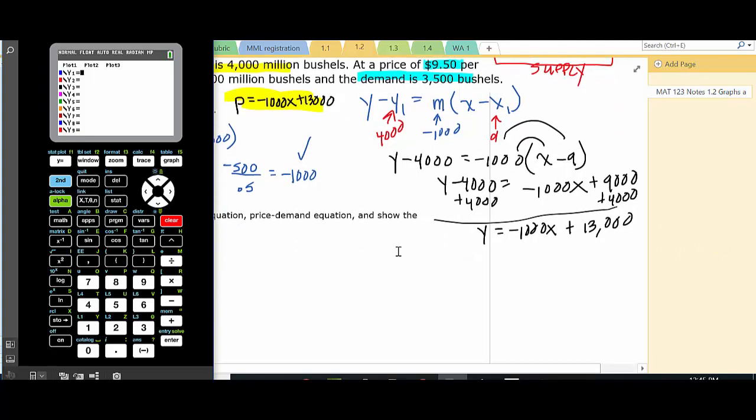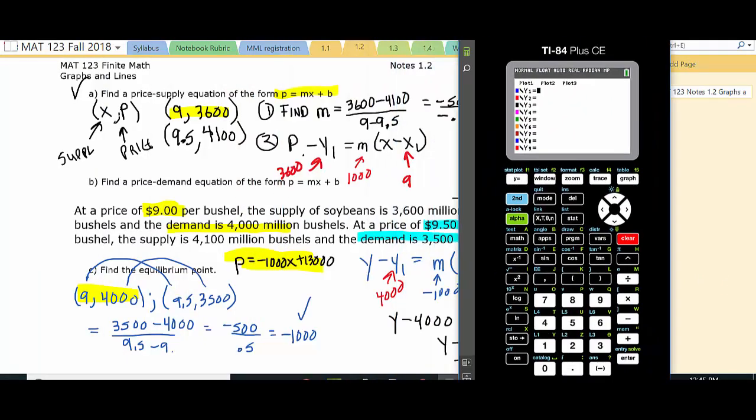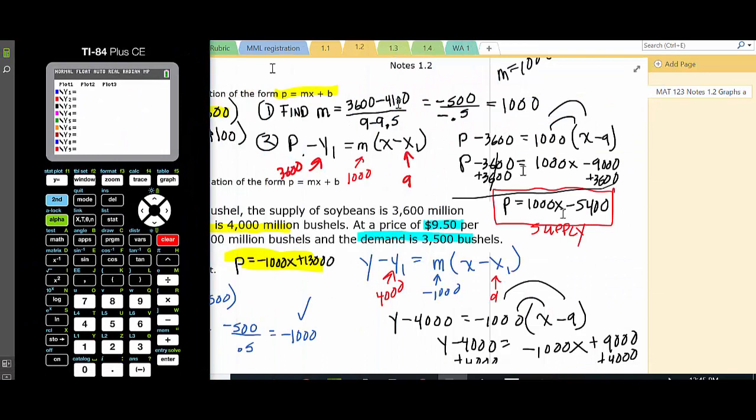So our first answer on this, I need to find where I was on my answers. Okay, this one right here: 1,000x minus 5,400 was our first. So you want to go ahead and put in 1,000x and then minus 5,400. That was the demand equation. Then the other one that we just got was negative 1,000x, and that was plus 13,000.